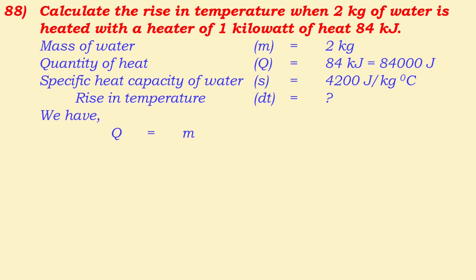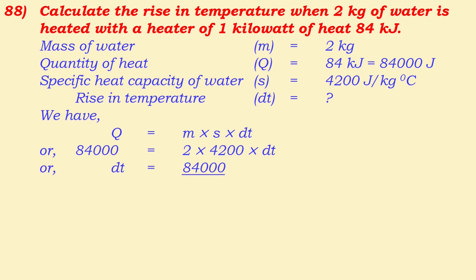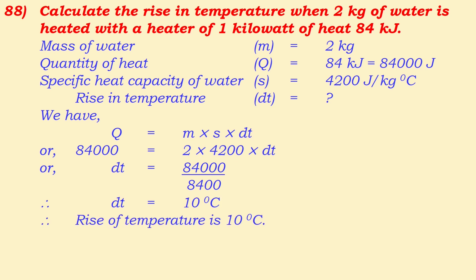Now our equation is Q equal to m into s into dt, and taking the values we are going to find dt. 84,000 divided by 8400, since 4200 multiplied by 2 becomes 8400. When we divide this, we get 10 degrees Celsius. Therefore the rise in temperature is 10 degrees Celsius.